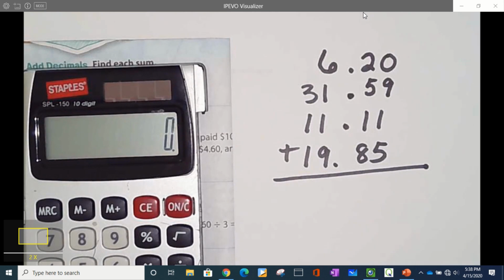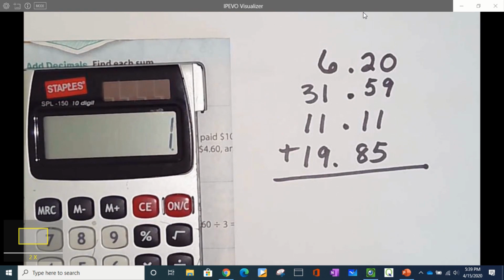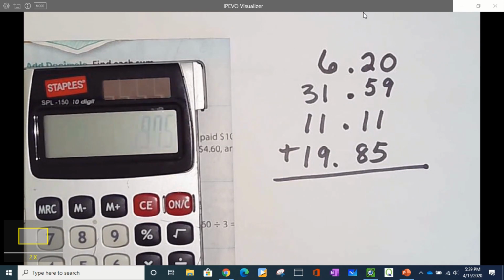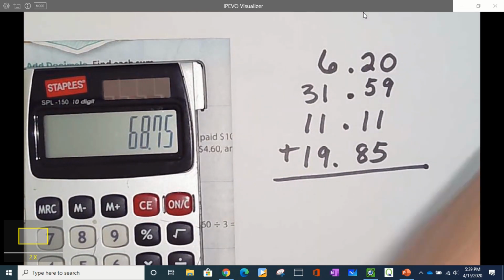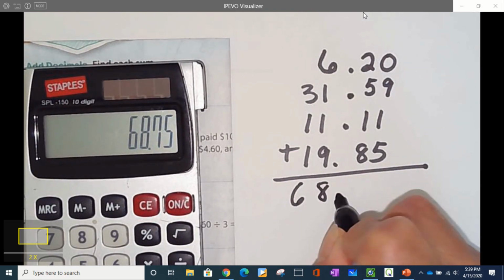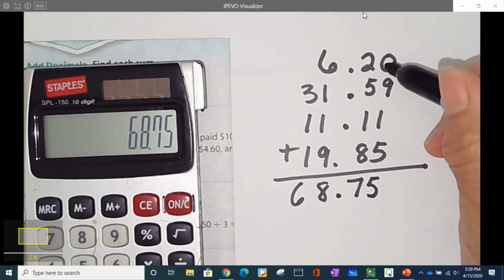Okay, students, here is my calculator. We have 6.20 plus 31.59 plus 11.11 plus 19.85 equals 68.75 is my answer. So now all I did was line the decimals up and then add the numbers. So basically we have 1, 2, 3, 4.